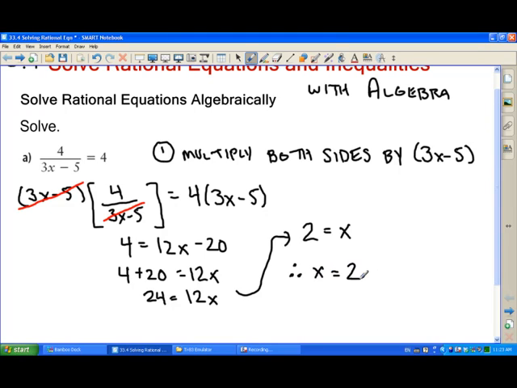And I do need to state one restriction. Even though we manipulated this, we do need to specify that x cannot equal 5/3.